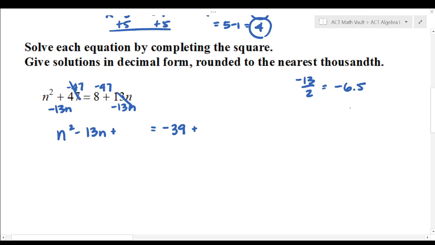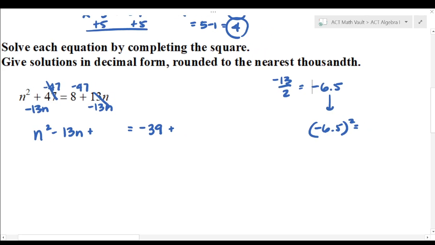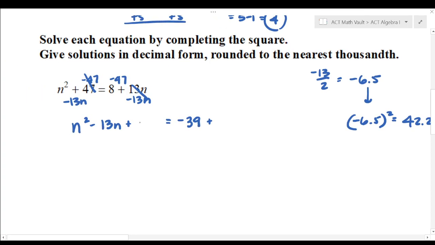So I'm going to do negative 6.5 squared, and that is 42.25. Okay, so that's 42.25 going in here.